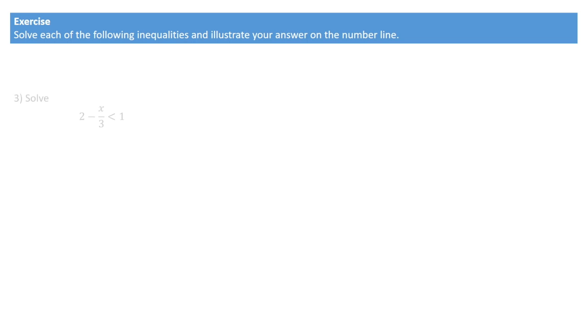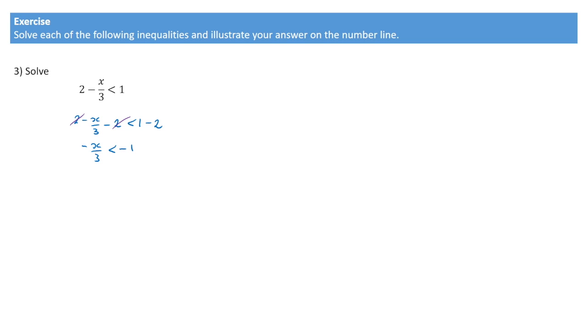Say we're given 2 minus x over 3 less than 1. Now the first thing we'll do is get rid of that 2 on the left-hand side, and it's a positive 2, so to get rid of it, we're going to subtract 2 from each side. So that's 2 minus x over 3 minus 2 less than 1 minus 2. Now on the left-hand side, the 2's cancel each other out, and that leaves us with negative x over 3 less than 1 minus 2, which is negative 1.